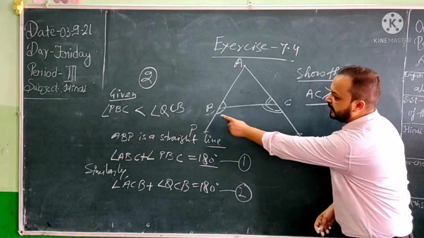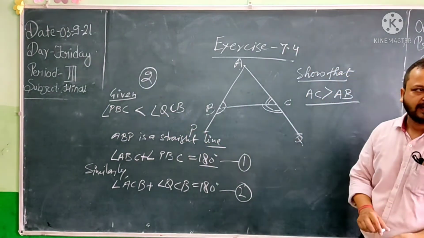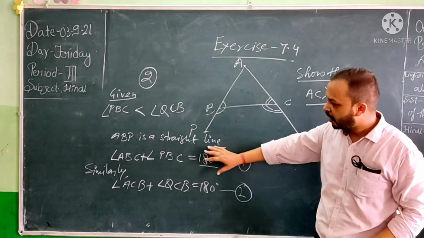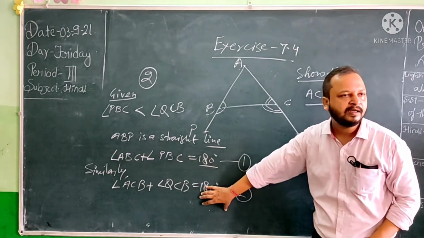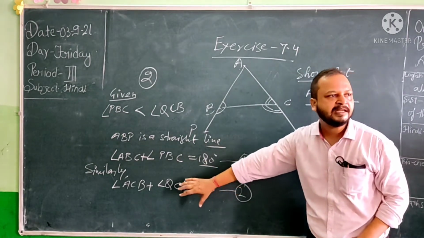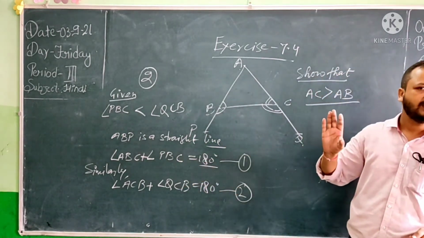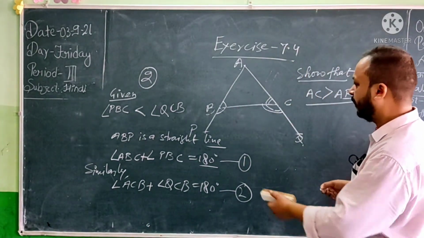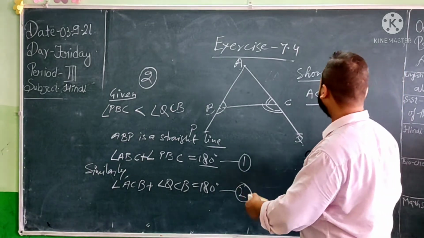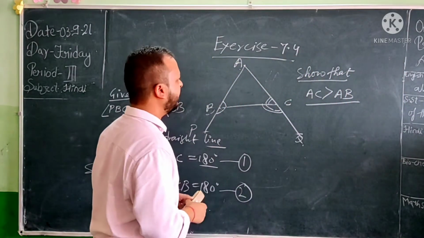It means this angle is greater than this angle. It is given. Now here you can see that the right hand side of both the equations is equal. If the right hand side is equal, it means the left hand side is also equal. So now we are going to equalize. So here we can write it as, by equation 1 and 2.